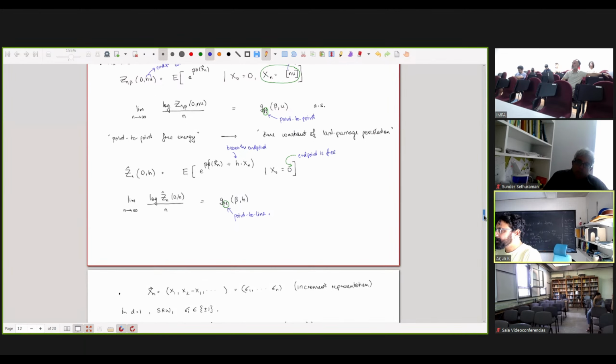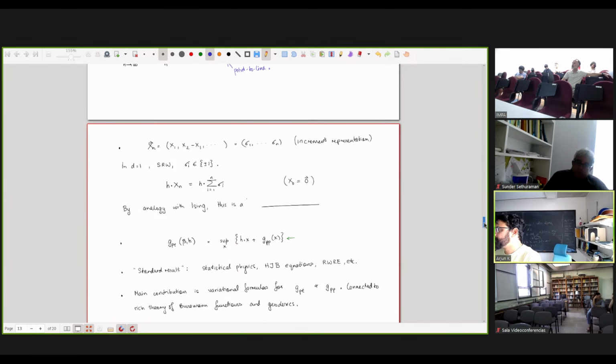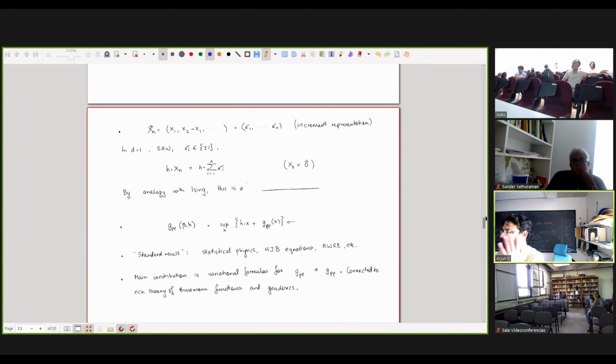And importantly, I'll talk about that in a second. I want to draw this analogy between the polymer model and the Ising model. To do that, I'll write a typical random walk path in terms of its increments, sigma 1 through sigma n, like a spin configuration in the Ising model. And for d equals 1, sigma i is plus or minus 1 if you have the simple random walk.